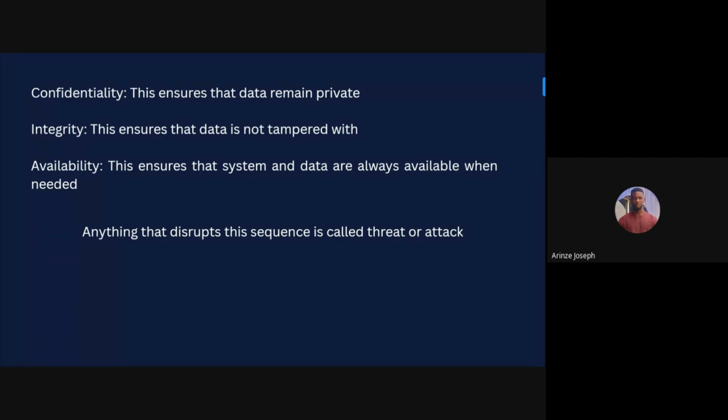Then there's availability. For example, what just happened now? I was thrown off the network because of my poor internet connection. See, I was no longer available. So that is a breach on security. That is a breach on networking. So anything that disrupts this sequence is called a threat or an attack.